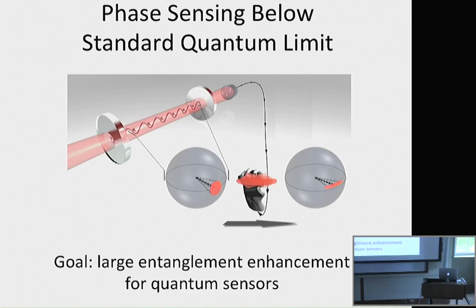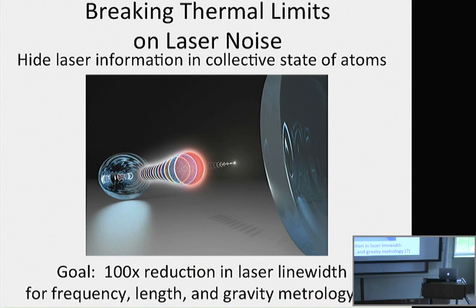The second topic is going to be looking at breaking through thermal limits on laser frequency or phase noise. This has actually been a tremendously hard problem in the field, and this is a path that could be thousands of times more sensitive to this fundamental problem of thermal Brownian motion of cavity mirrors. And so the goal is 100 times reduction in laser linewidth for frequency metrology and maybe even gravity metrology at some point.